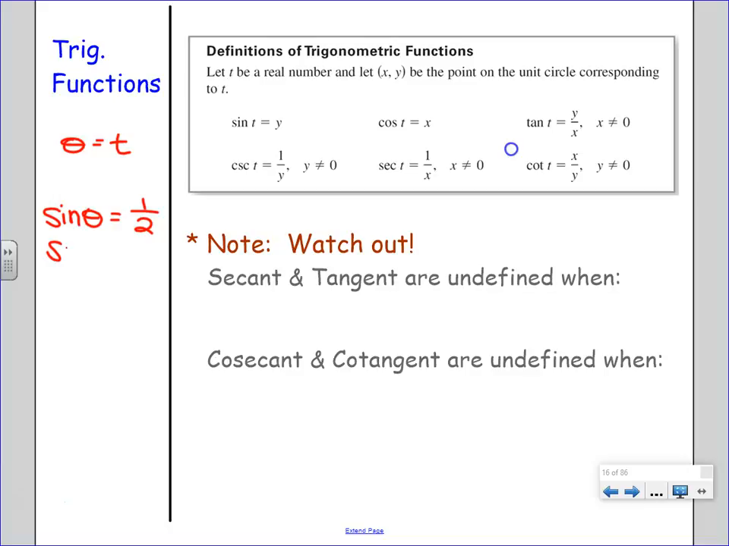Now, it could be theta. This is the exact same thing. No big deal. It could be an x. It could be like a, we could start using more Greek letters. They just use a t. It doesn't really matter, okay? We're still just talking about sine being 1/2 at some random place.